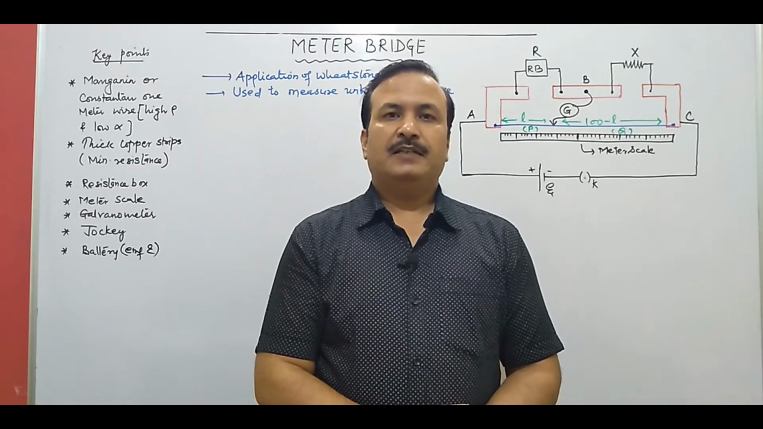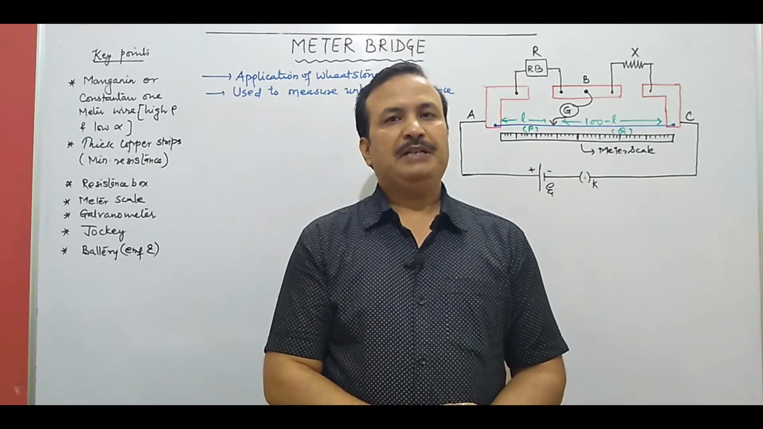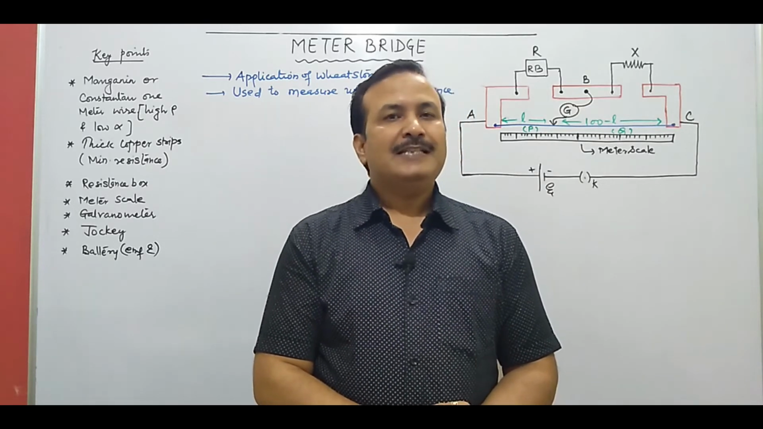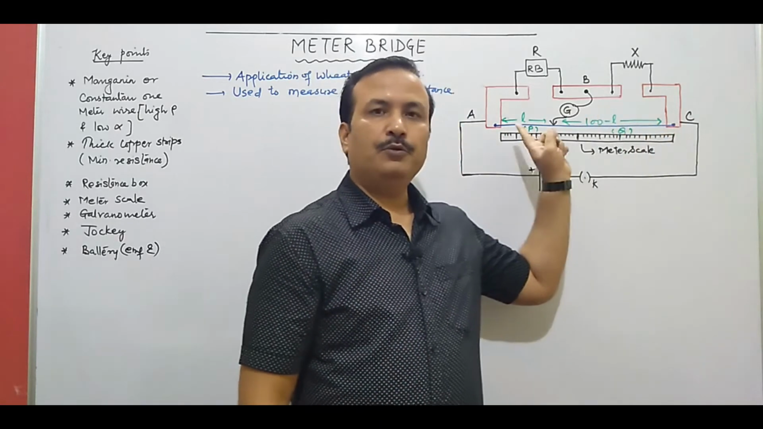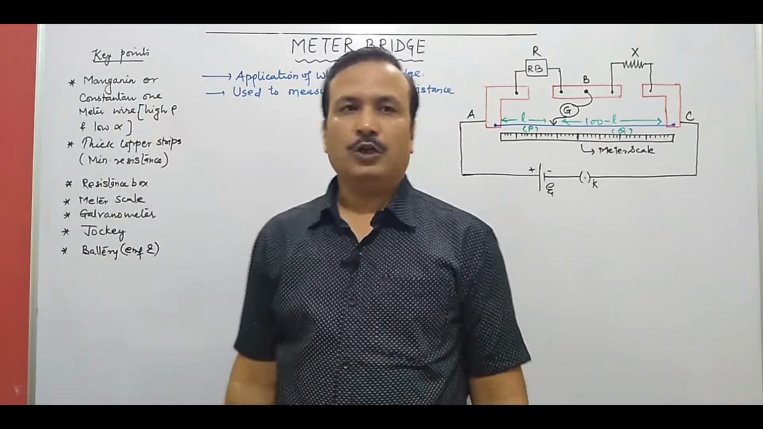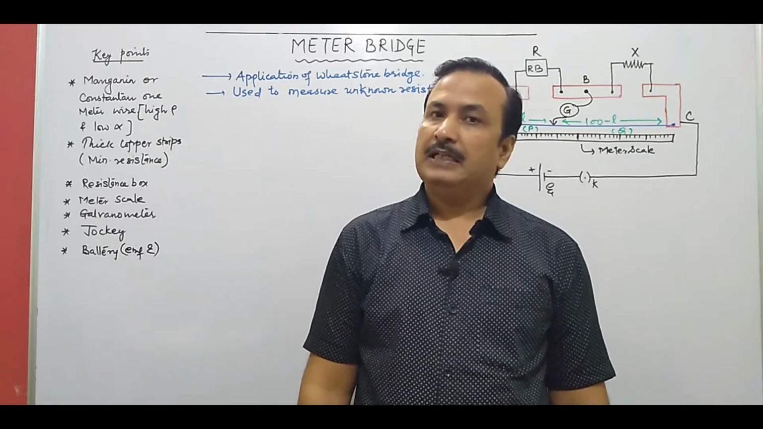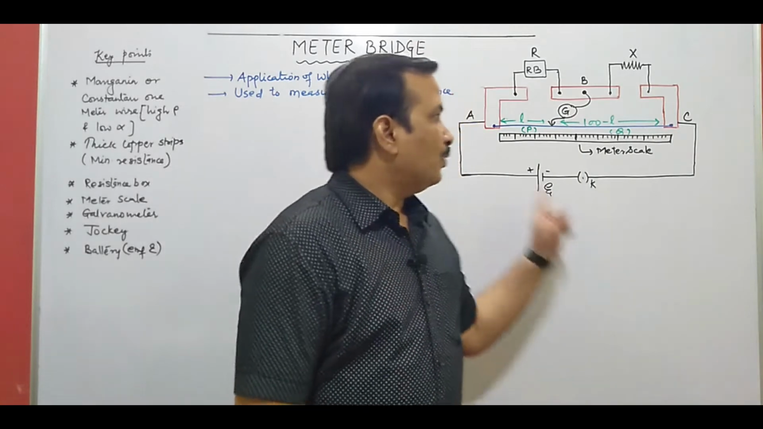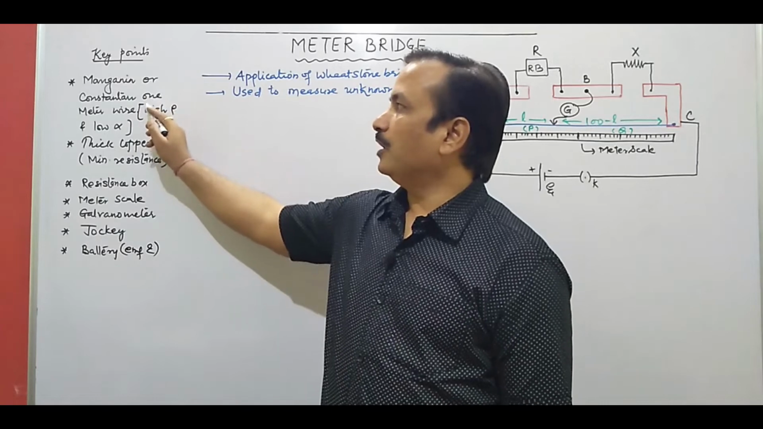The name meter bridge is given because we use a wire of 1 meter length on which the jockey is moved. This 1 meter wire, which is this one from A to C, which I have marked in blue color, is made up of manganese or Constantan alloy. Why? As I have discussed in the previous video under the heading temperature dependence of resistance and resistivity. This 1 meter wire used here is made up of manganese or Constantan.